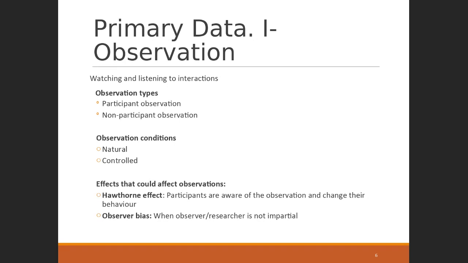So there are two types of observations, participant observation and non-participant observation. Let us differentiate both types. In participant observation, you as a researcher participate in the activities of the group in the same manner as its members, with or without their knowing that they are being observed by you as a researcher.